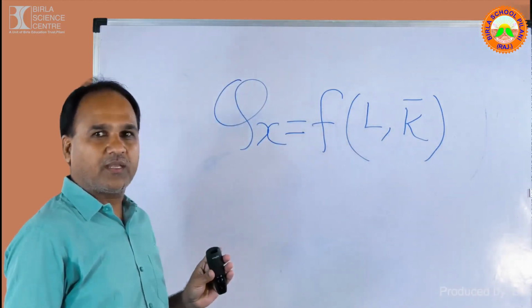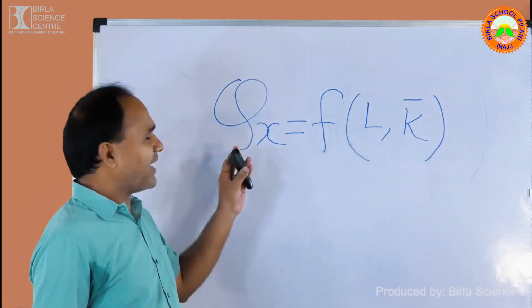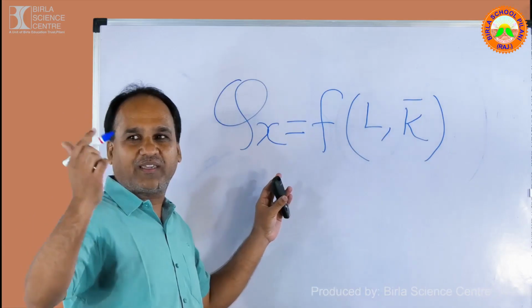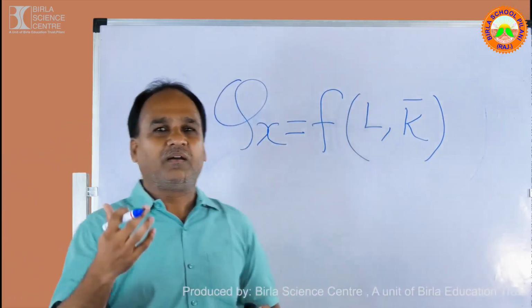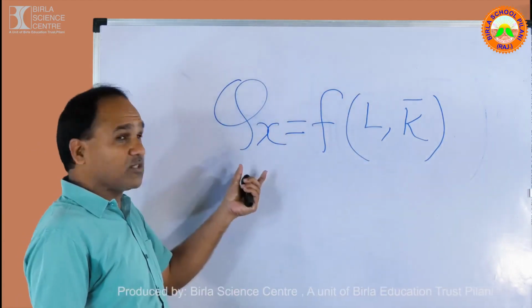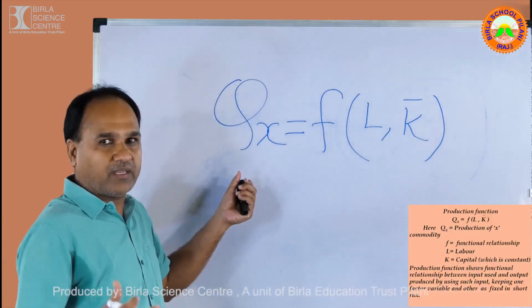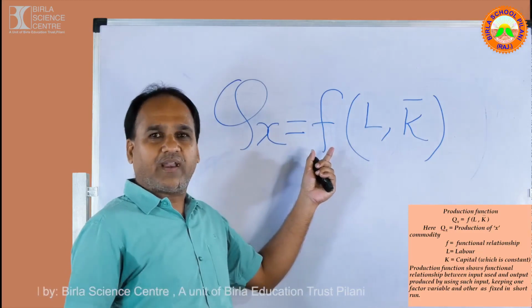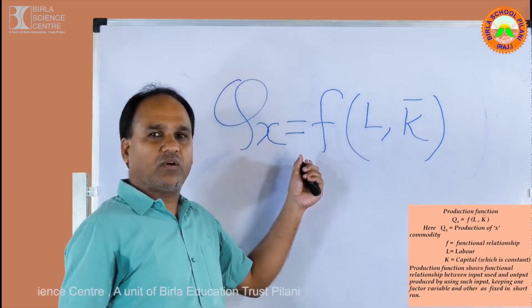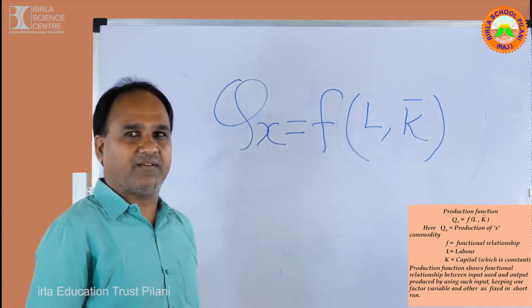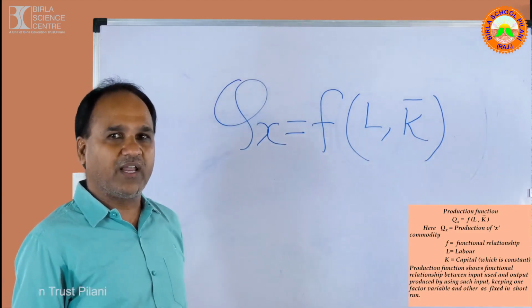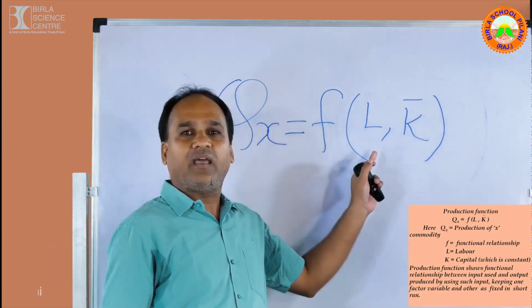So as a producer, what I am doing here is the production of these two commodities. Nice. Number one, that's the marker. Number two is the very nice small remote. So this is the production of X commodity. Next, you can see here F. What's the meaning of the word F? F means functional relationship. Lock in your mind. F means functional relationship.